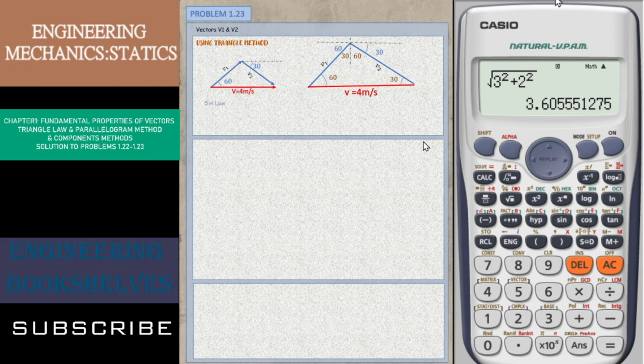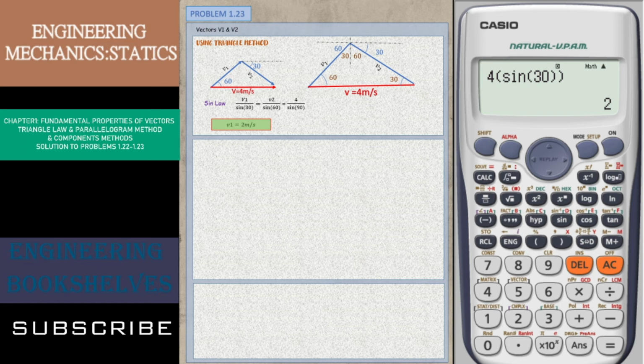So using the sine law, v1 over sine 30 equals v2 over sine 60 equals 4 over sine 90. So our v1 will be 2 meters per second. By computing, I will just multiply sine 30 to this one. 4 over sine 90 is actually 4, so it will just become 4 multiplied by sine 30.